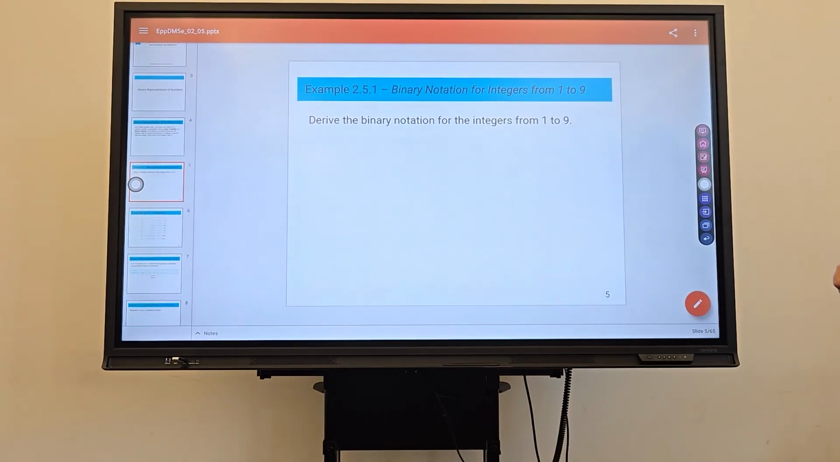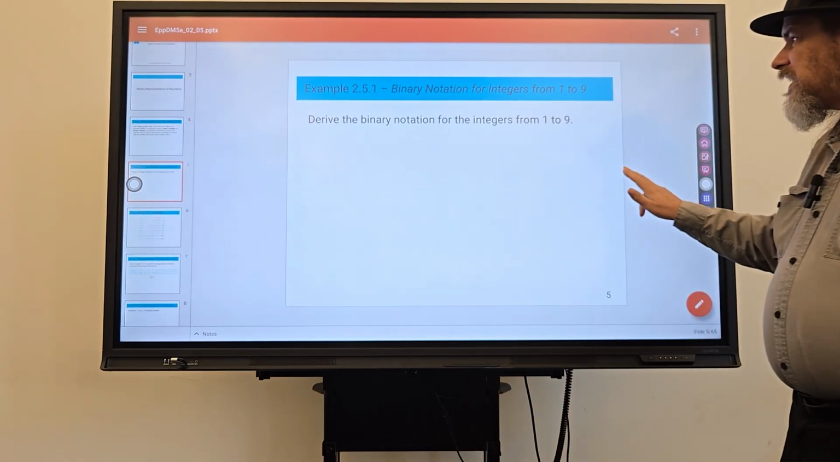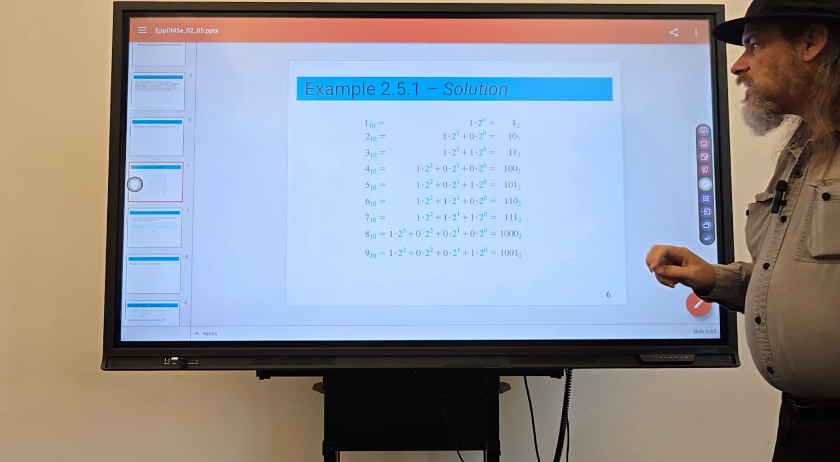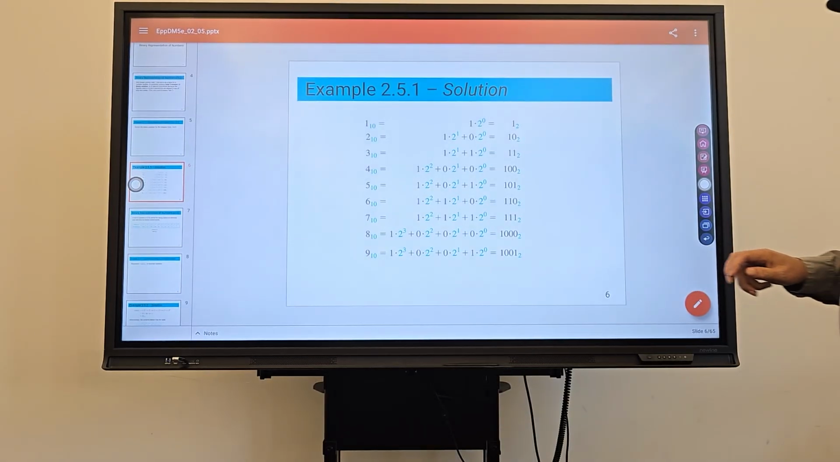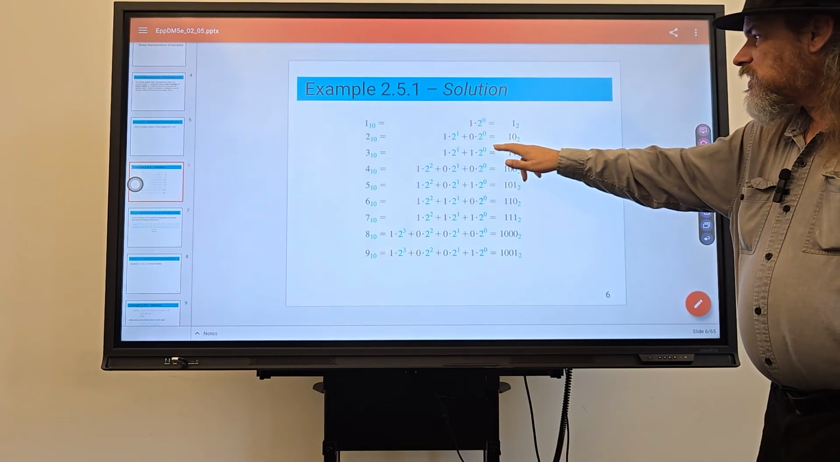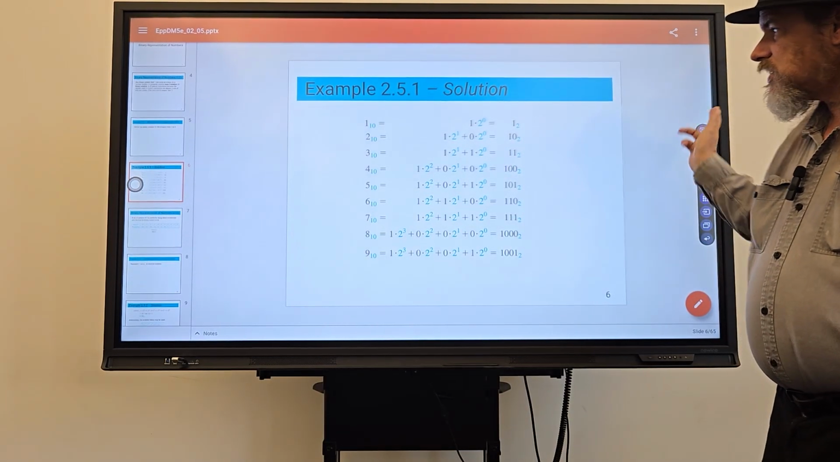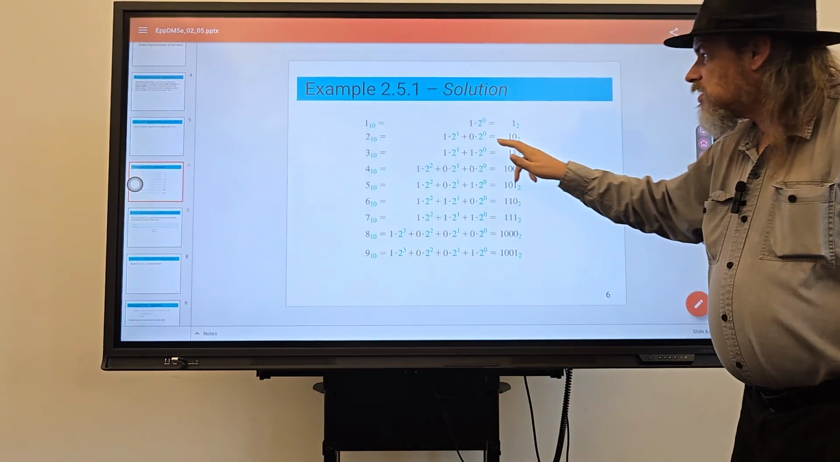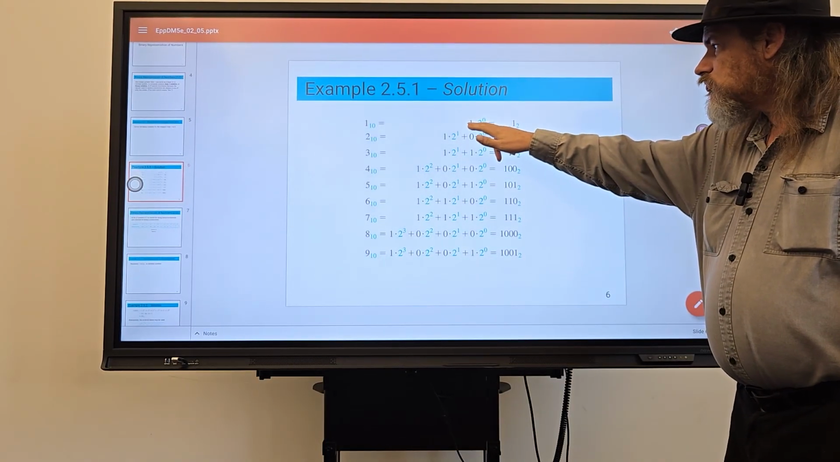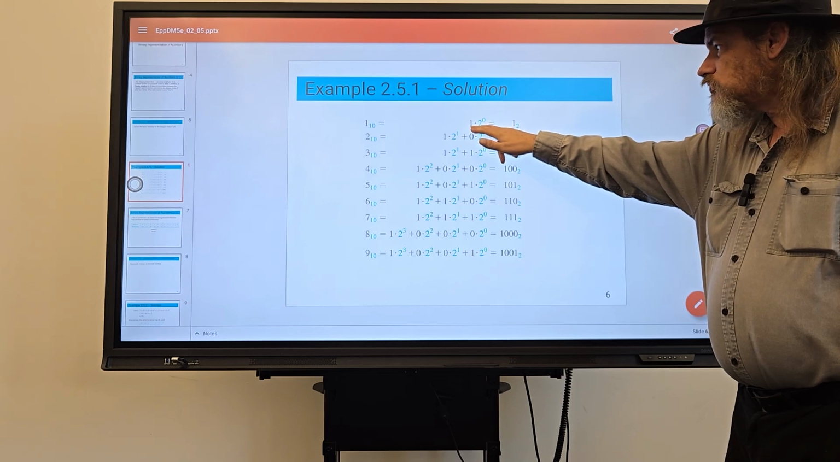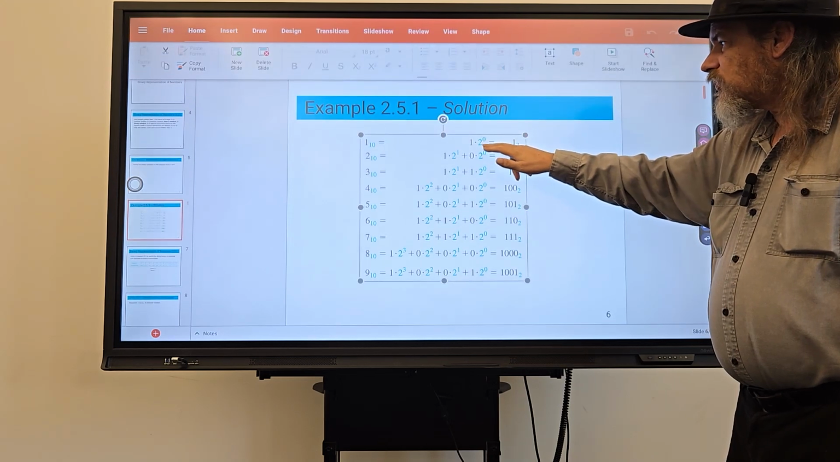Derive the binary notation for the integers from 1 to 9. You notice the first digit on the right is the value of the symbol 1 times 2 to the 0th power.